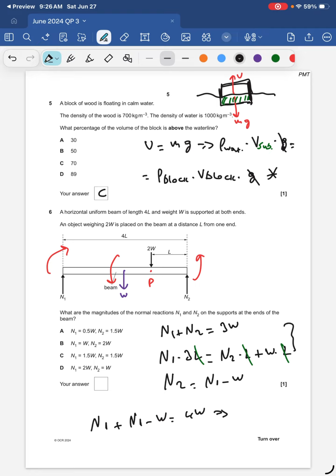I messed up something. Sorry, N2 is 3N1 minus W, so plus 3N1, and this should be equal to 3W. Forgive me, guys. So we have N1 equals W, and therefore N2 is 3N1 minus W, so 2W. The answer is B. You see, I got confused. It can happen to the best of us. I'm not claiming to be the best of us. So anyway, let's move on to question 7.